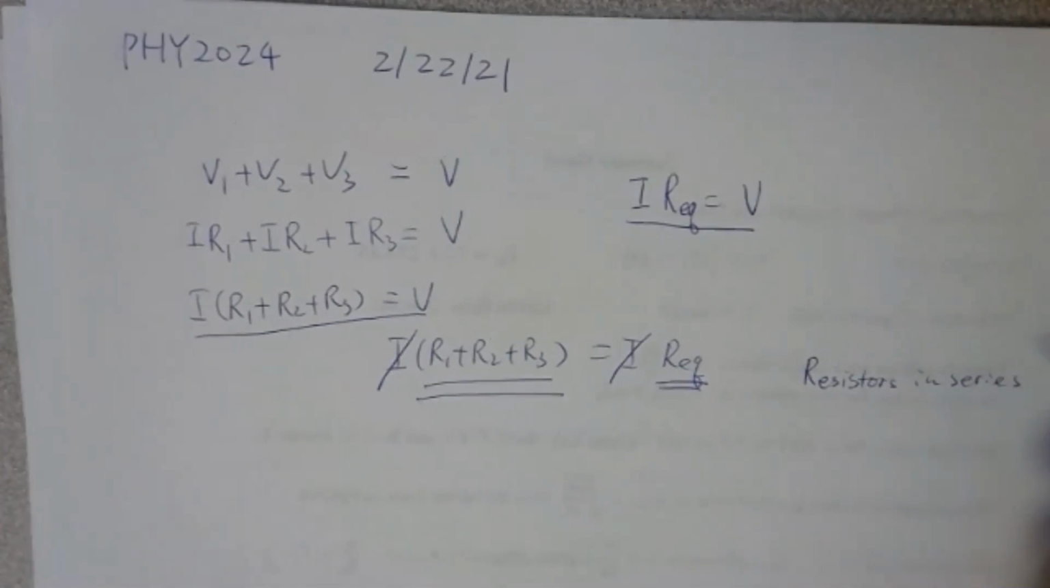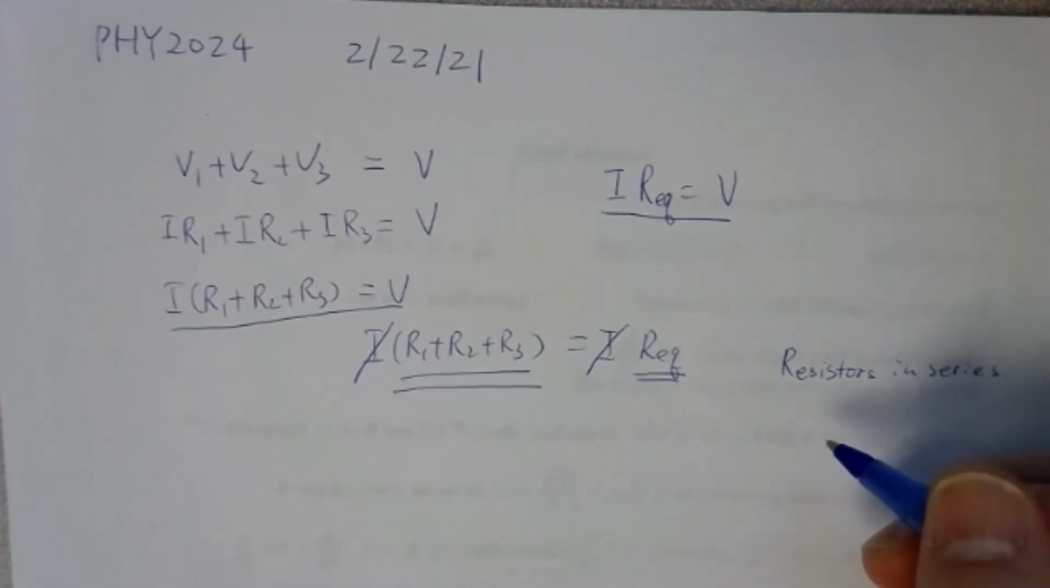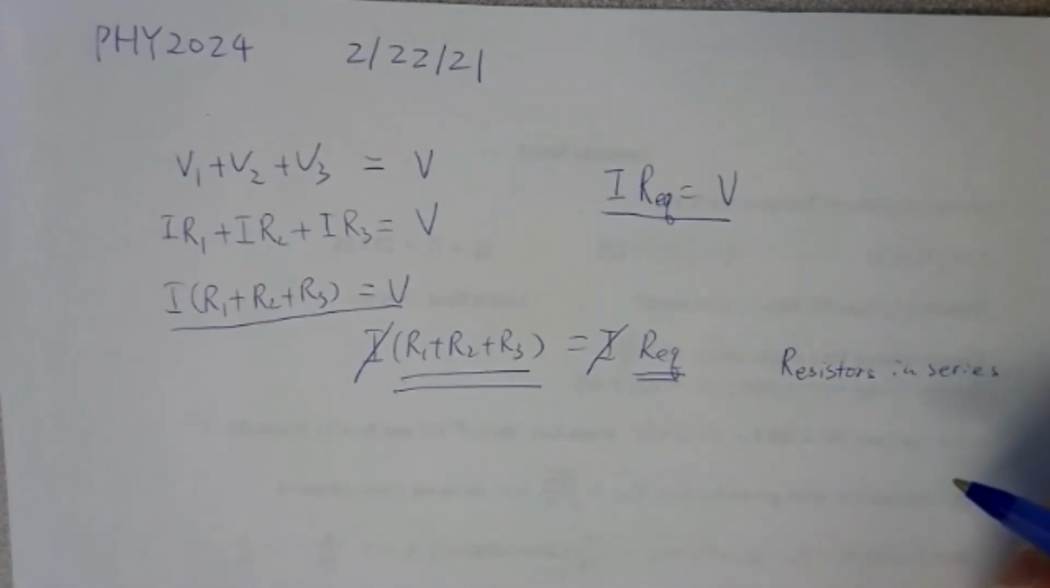Now take note here, when we have capacitors in series, that's the opposite. For capacitors in series, you take the inverse of the capacitance of each capacitor, add them up, and then take an inverse again to get the equivalent capacitance. So just remember, for resistors and capacitors, they are opposite to each other, the other way around.